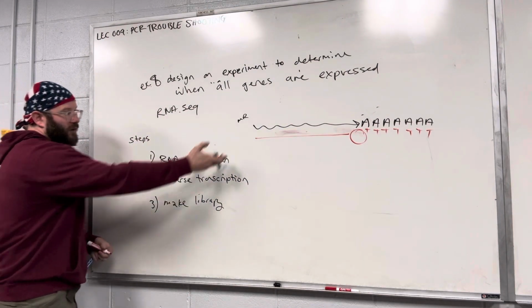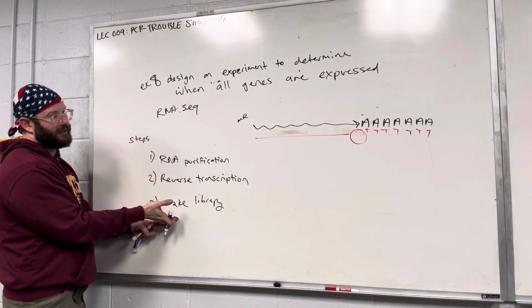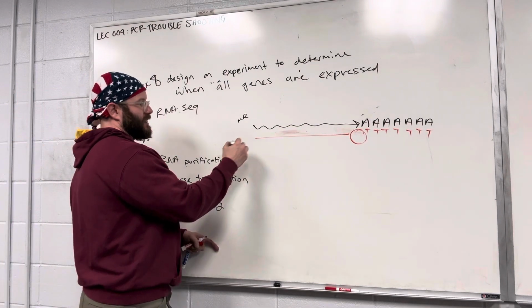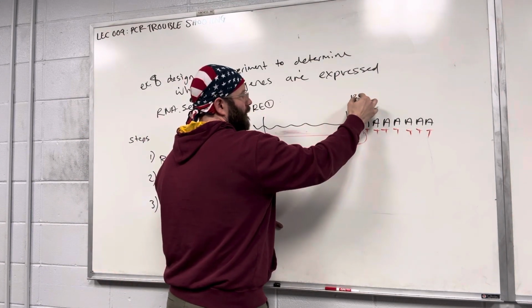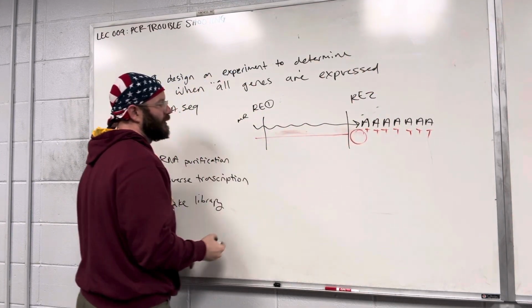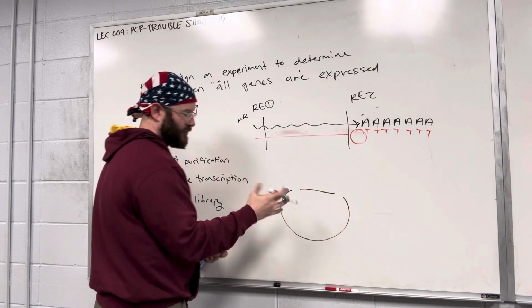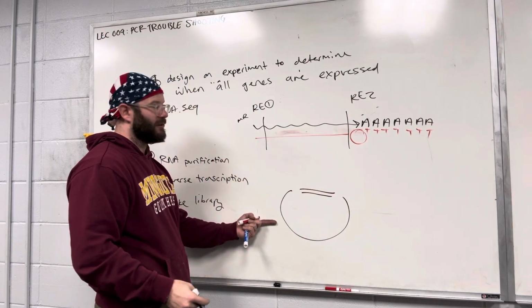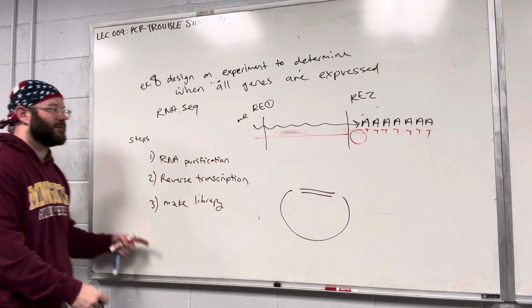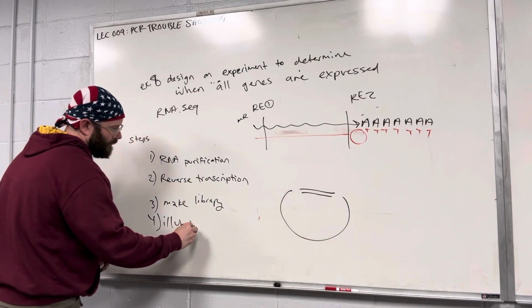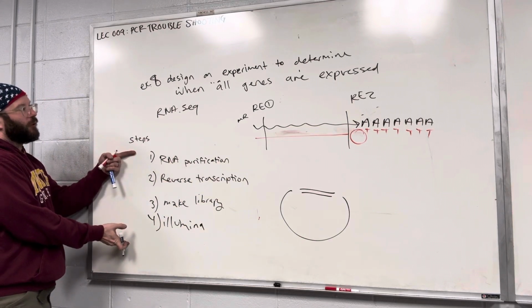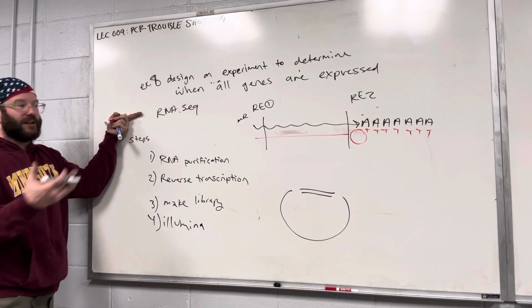Okay, and then once you have that, oftentimes you'll make a library. So oftentimes you'll digest with a restriction enzyme, in theory, and then you can clone these little chunks into plasmids, and then you can sequence all the plasmids with something like Illumina. This would be a pipeline for RNA-seq, one example.